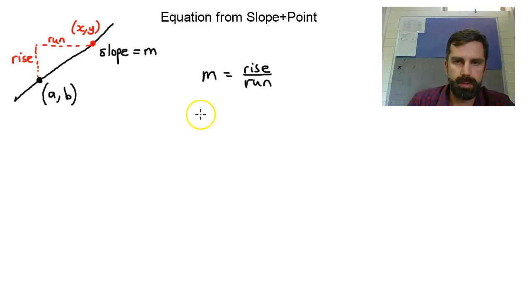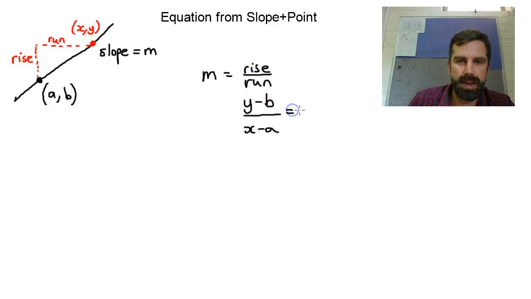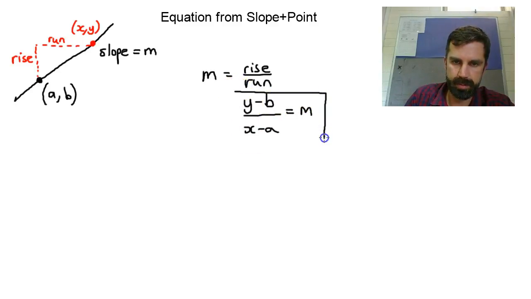So in other words, if we look at these coordinates, the rise is going to be whatever y is minus whatever b is. So the rise is y minus b. The run is going to be whatever x is minus whatever a is. So x minus a. And I'm just going to write the equals m on the other side, and that'll become clear why in a moment. It just makes the working out a little bit easier. But this is our fundamental equation.